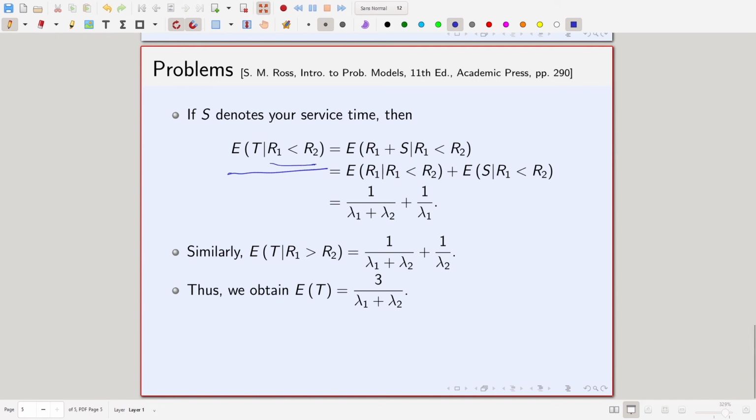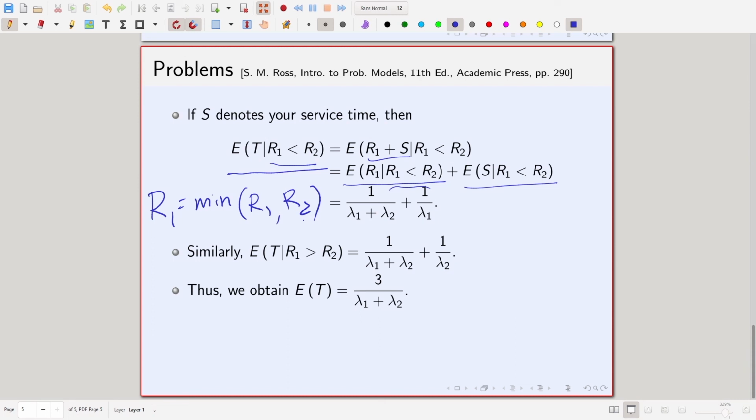So in this situation when R1 is less than R2, we first write T as R1 plus S. Why? Because R1 is less than R2, so your waiting time is R1 and your service time is S. Now we know that conditional expectation is again linear, so we break it into two parts: expectation of R1 given R1 less than R2, plus expectation of S given R1 less than R2. Now if you are told that R1 is less than R2, that means R1 is the minimum of R1 and R2.